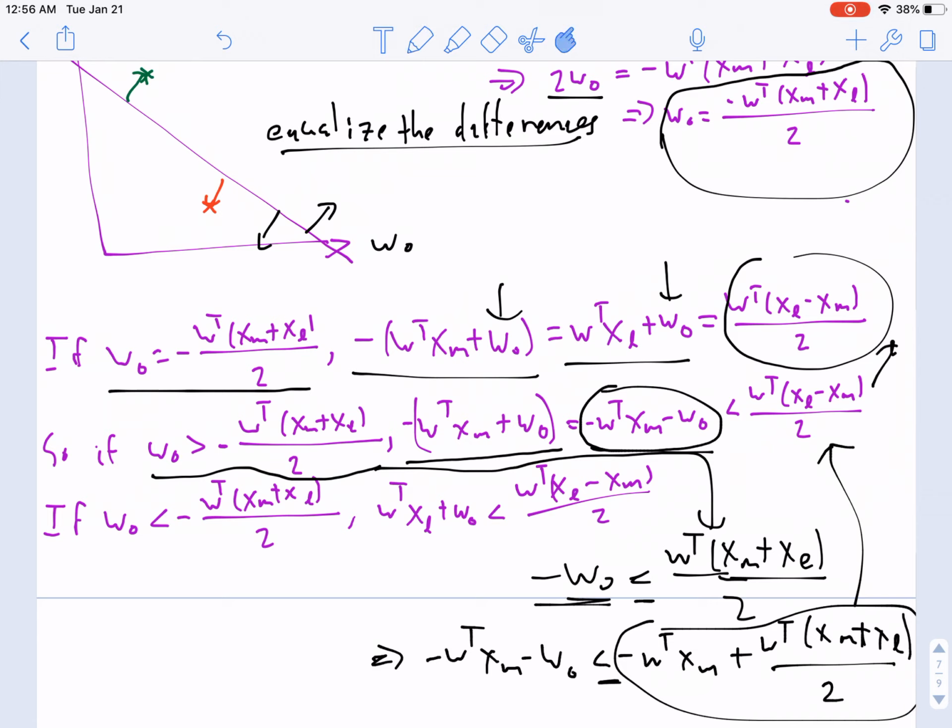So that's less preferable. And let's say that we pick a W naught that's less than that. Then in that case, I claim that point L is closer. Again, using the inequality and substituting, we get that the distance to point L is less than the distance if we were to just pick the midpoint. So we see that this is the optimal W naught.